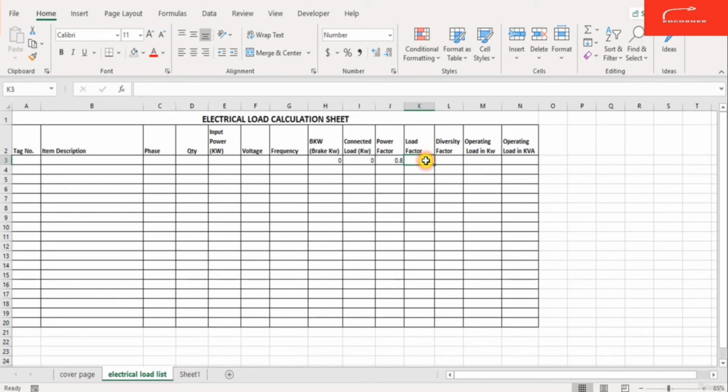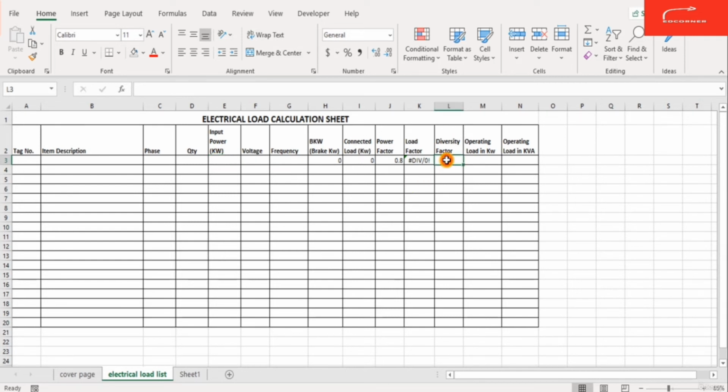Now the next column is the load factor. The load factor is nothing but the division of break load and connected load. So it is equal to break load divided by connected load. Okay, now it shows a wrong figure, but definitely when I put the input into the input power kilowatt, the load factor will automatically come.